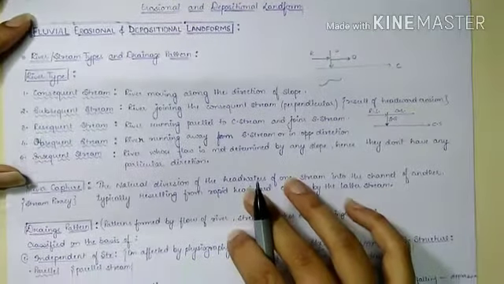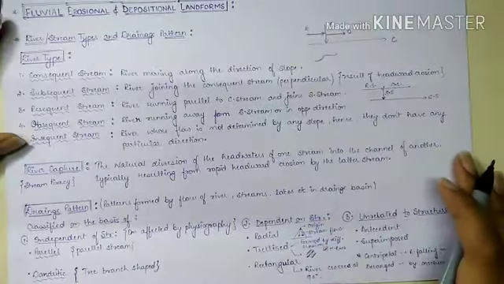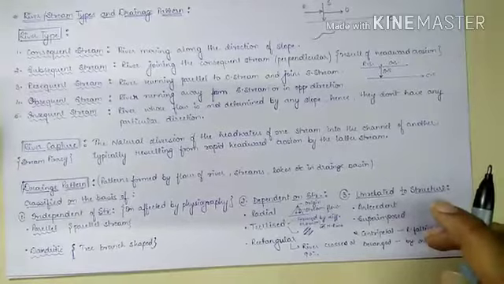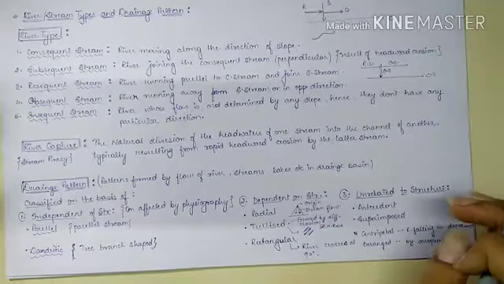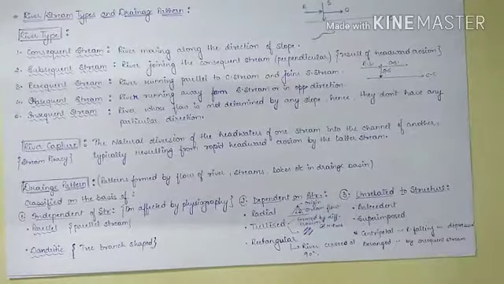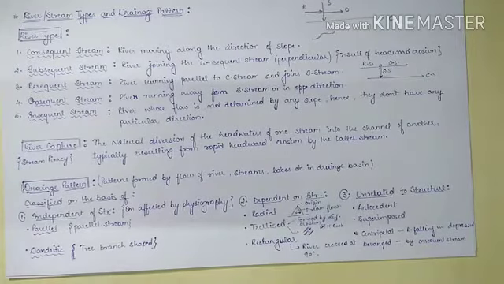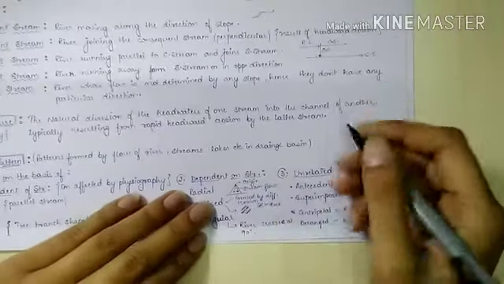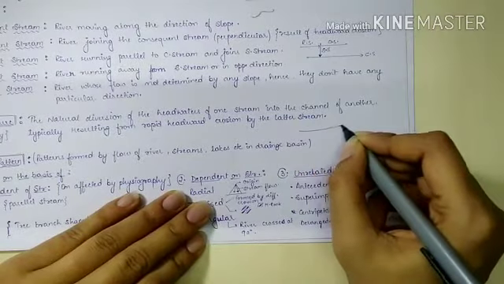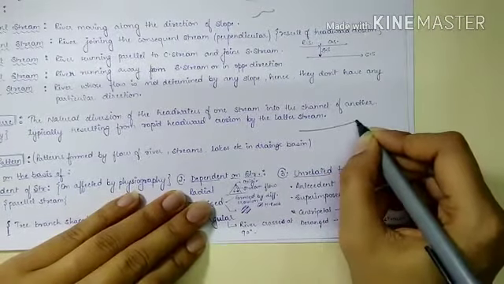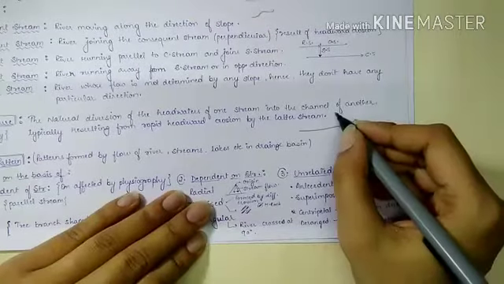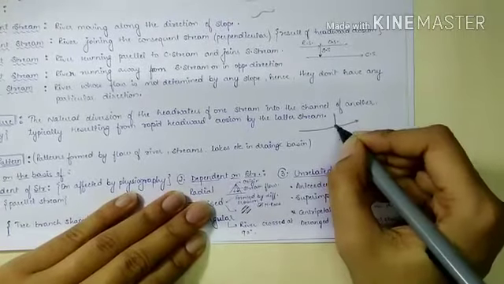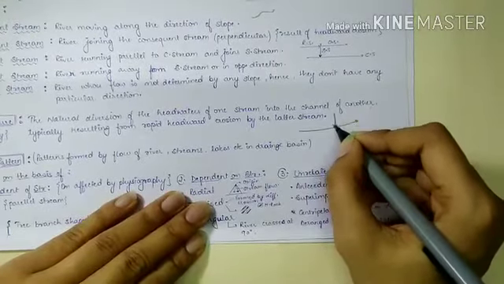Next is river capture. River capture is the natural diversion of the headwater of one stream into the channels of another, typically resulting from rapid headward erosion of the latter stream. What does that mean? See, this is a consequent stream flowing in this direction. Then a subsequent stream joins it, but the subsequent stream also has a huge amount of water.